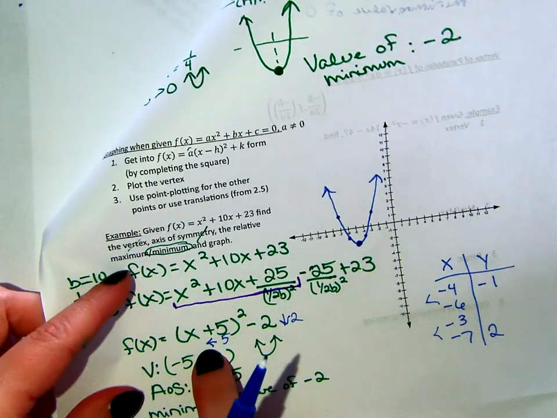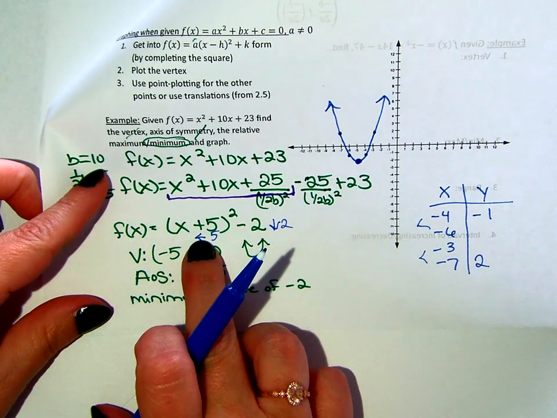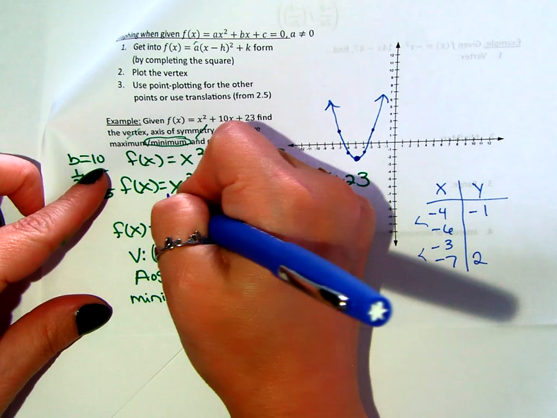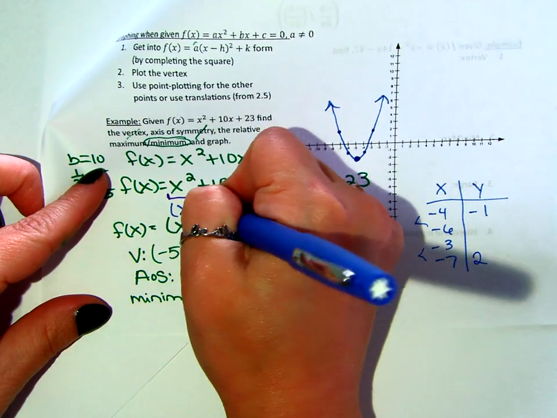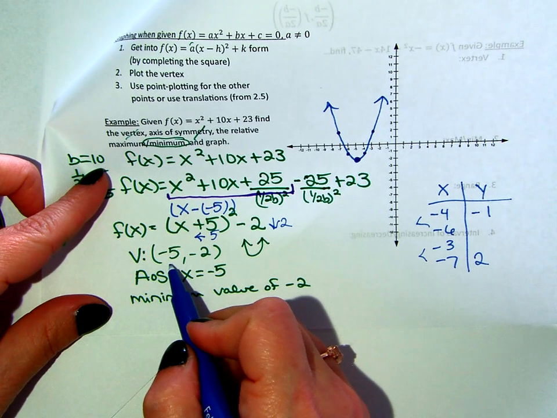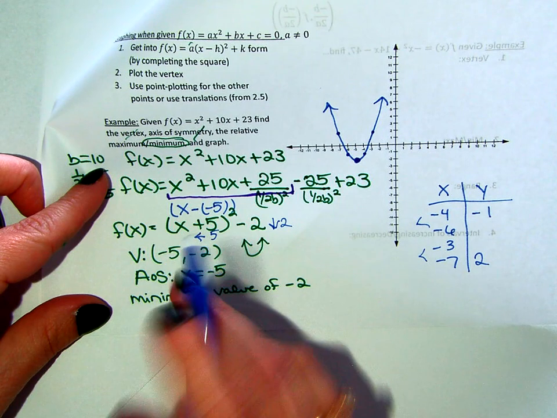On the previous example, we had a plus 5 in here, which is the same thing as saying x minus a negative 5, which is why our h value was negative. So that is always going to go opposite.